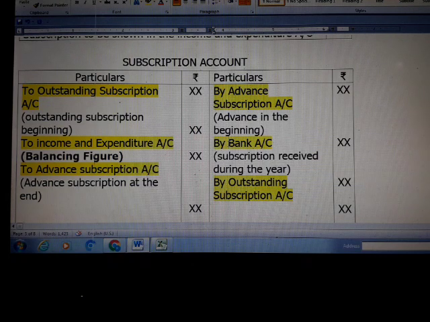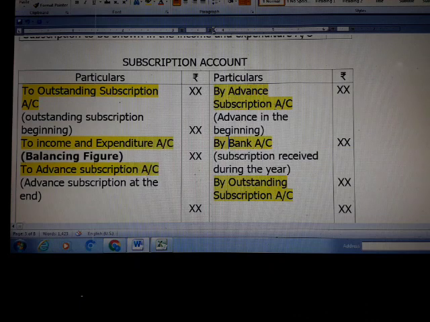Now moving on to our next item, that is outstanding subscription. Any subscriptions which stand outstanding for the current year will be added. So obviously the current year subscription will be recorded on the credit side as by outstanding subscription. Similarly, any subscription which has been received in advance during the last year for the current year needs to be added. So even the previous year advance subscription will be recorded on the credit side.